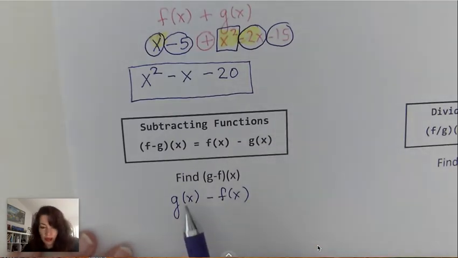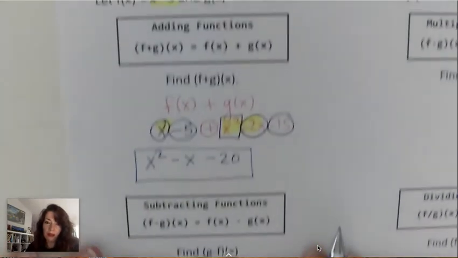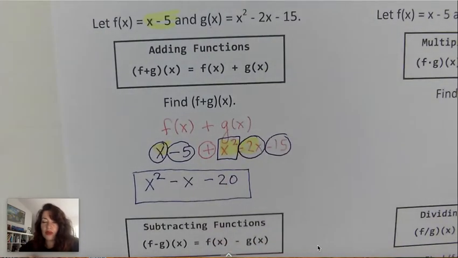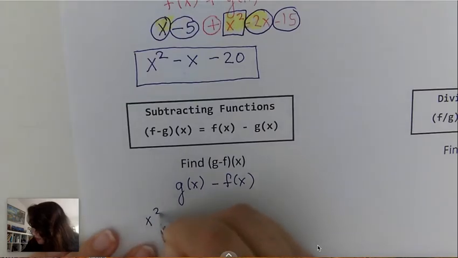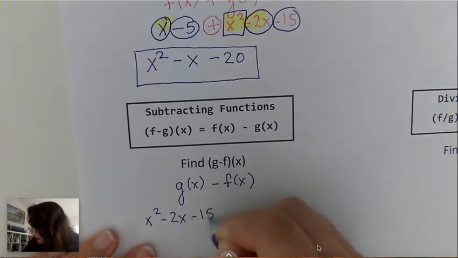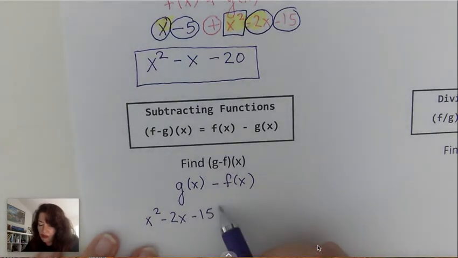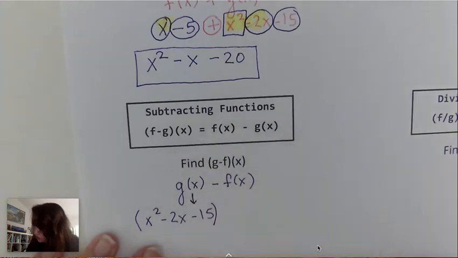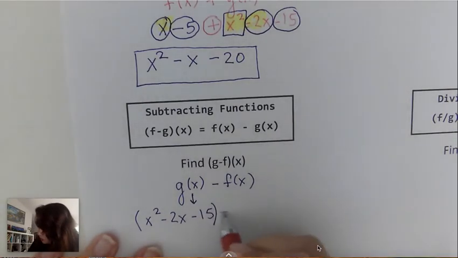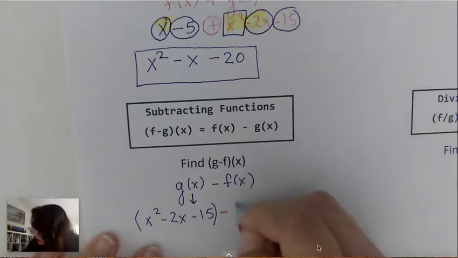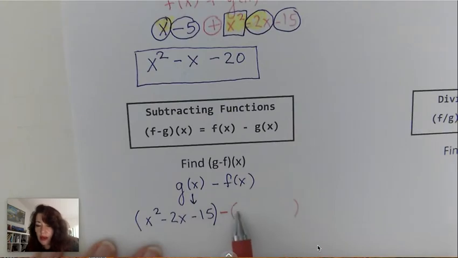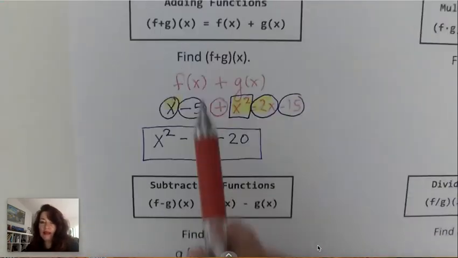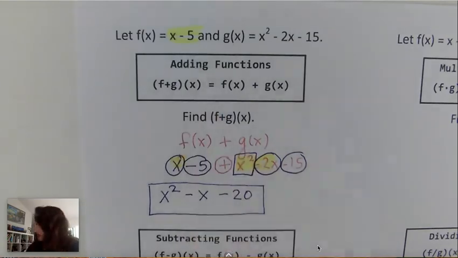So I'm going to take the first function, g of x, and that is given up here. G of x is x squared minus 2x minus 15. So I'm going to write x squared minus 2x minus 15. And then I'm going to bring down this negative. So all of this here is g of x. Okay? All of this is g of x. Now I'm going to subtract. And I'm going to put f of x in parentheses because I'm going to subtract all of f of x. And f of x happens to be x minus 5.